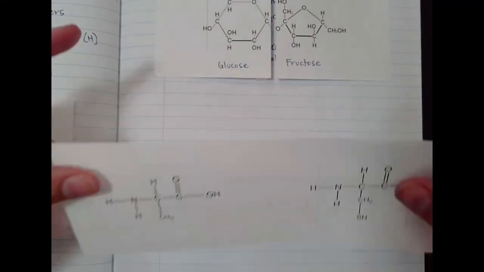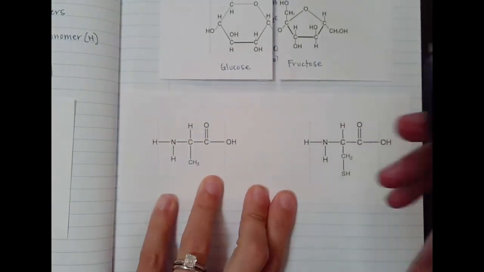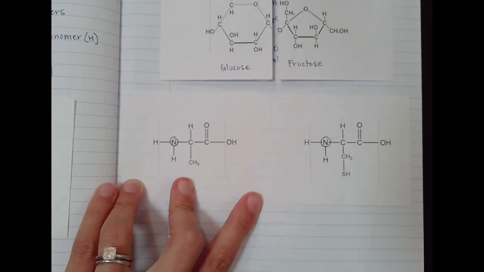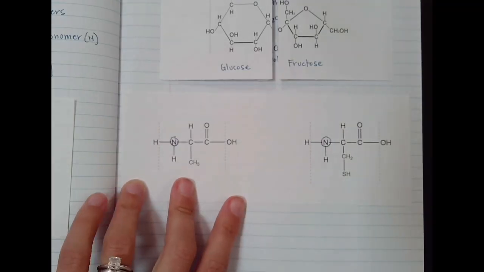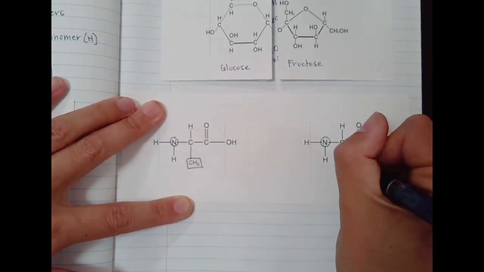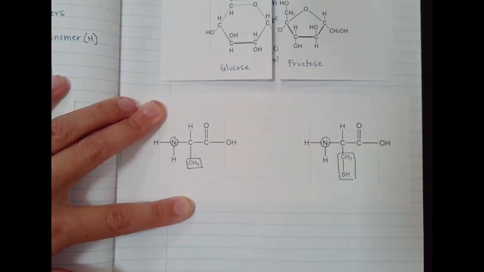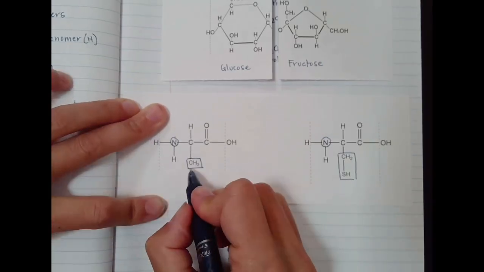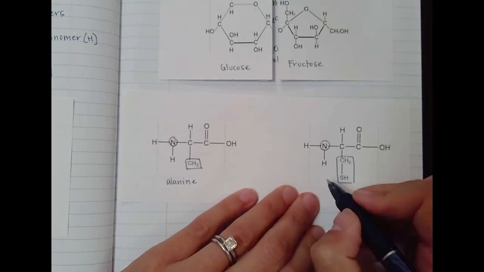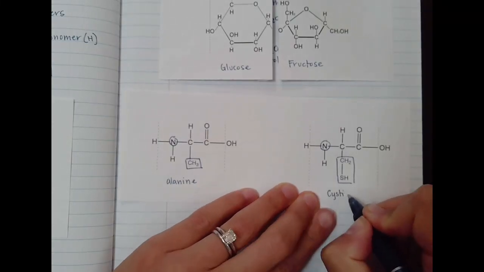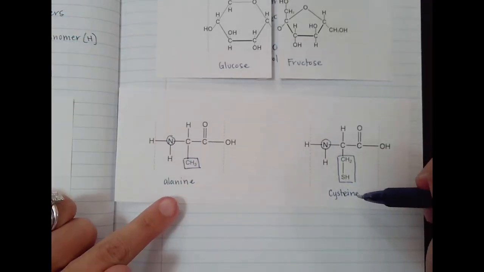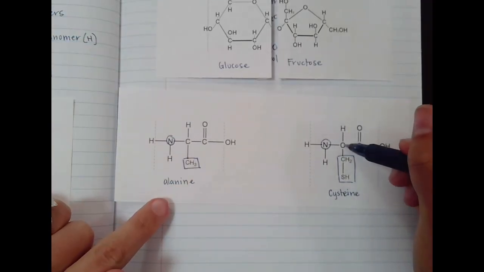Last but not least, I've got this model here. And please notice that this one has N. N is nitrogen. And so far, only our amino acids and our proteins have nitrogen in them. The difference between these two things is this section right here. And that section is called the R group. And this amino acid happens to be an alanine. And this one is a cysteine. And the difference between cysteine and alanine is what is attached to this carbon here.